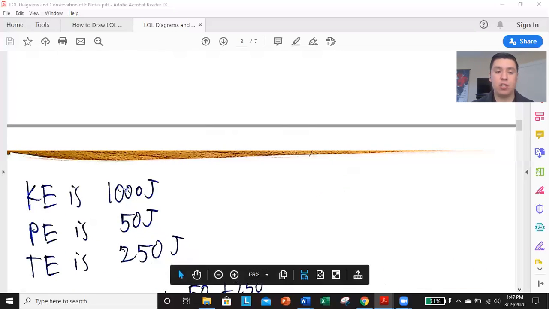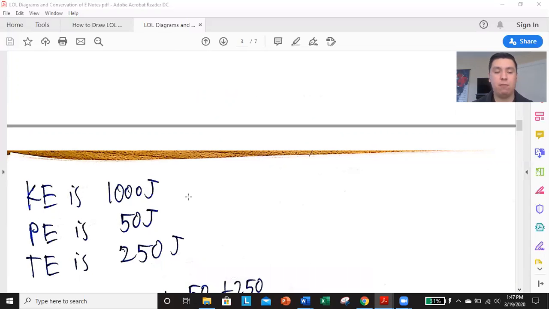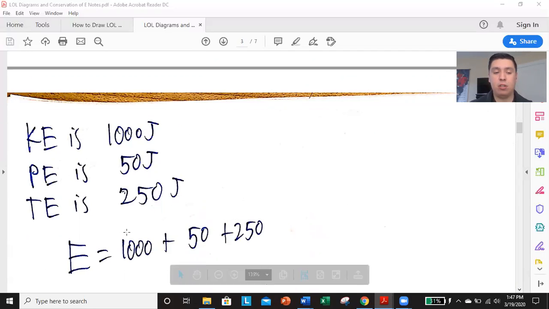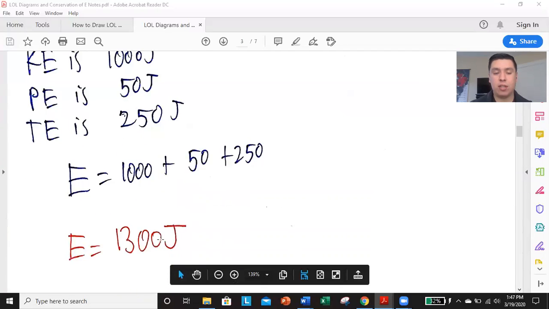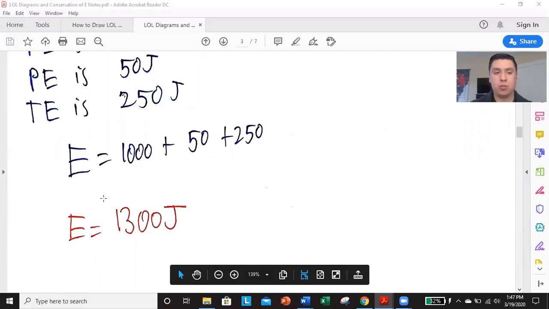So we have kinetic energy is 1,000 joules, potential energy is 50 joules, and thermal energy is 250 joules. So if energy is a total sum of all those individual energies, what is the total energy for this case? It should be pretty easy. I have it down here. E equals 1,000 plus 50 plus 250. If you do that in a calculator, which I don't think you ever need one because 50 plus 250 is 300, you just add that. You get E equals 1,300 joules.